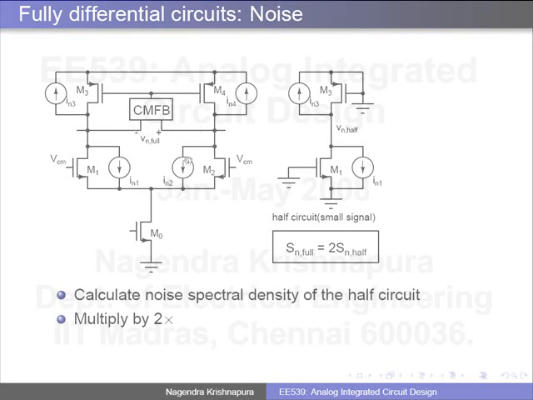And you are interested in the noise voltage between these 2 points. Of course, you can analyze the whole circuit, but you can also get it from the half circuit. You analyze the half circuit and find its spectral density, and if you simply double the spectral density, you will get the noise of the differential circuit. Because M1 is identical to M2 and M3 is identical to M4, their respective noise spectral densities are also identical. So you can get the spectral density of the fully differential circuit from the noise of the half circuit, which is usually much easier to analyze.